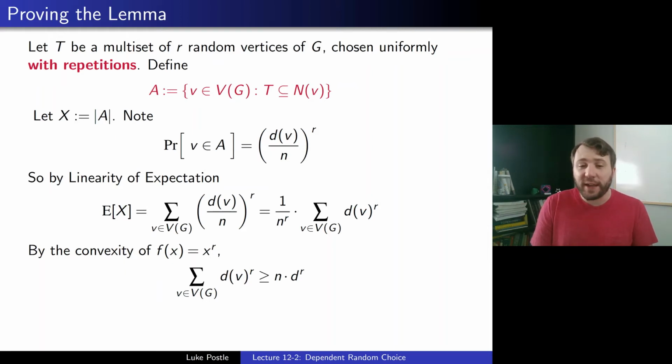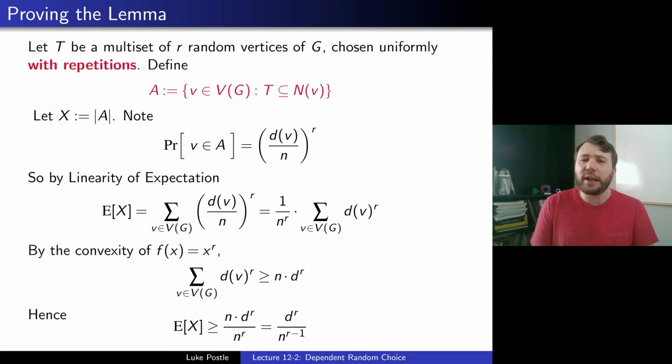So that's by convexity. And now we can plug that in and find that the expectation of X is at least n times d to the r for that sum above, divided by n to the r, which is d to the r over n to the r minus 1. And that should seem familiar, as that is actually the first term from that crazy equation. So that's the beginning part.